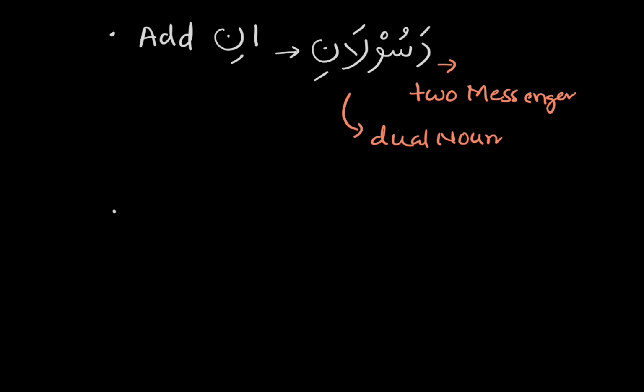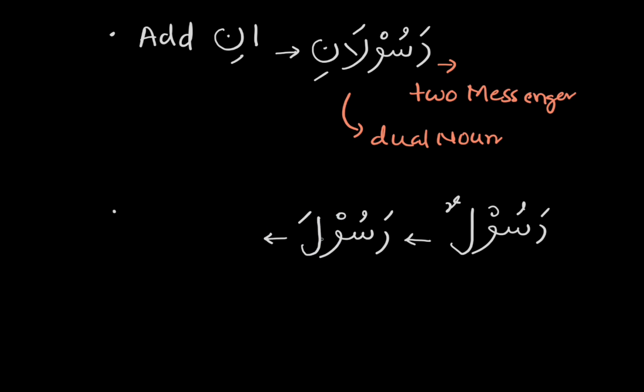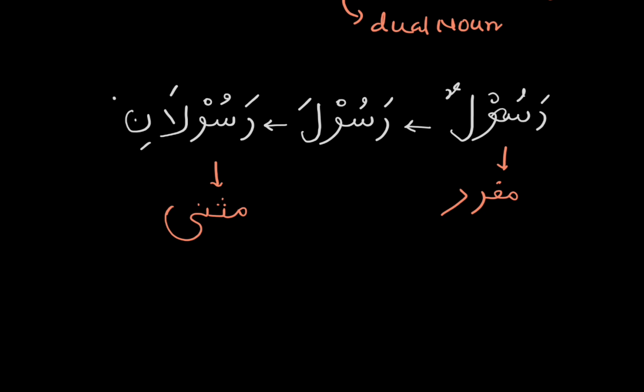So let me write the transition here. First one is Rasulun. The tanween on the last letter is removed and fatha is added, so it becomes Rasula. Then add alif noon with the kasra at the end. It becomes Rasulani. So this is the way to convert singular nouns into a dual noun. Rasulun is a singular noun, known as mufrad, and Rasulani is a dual noun, known as musanna in Arabic.